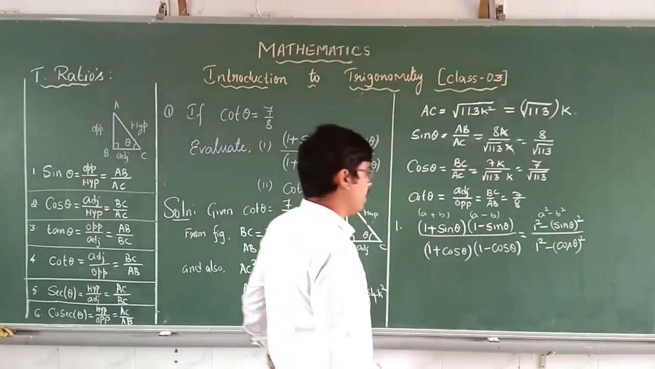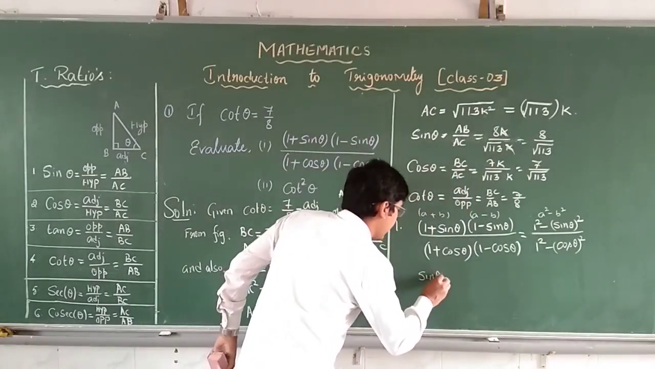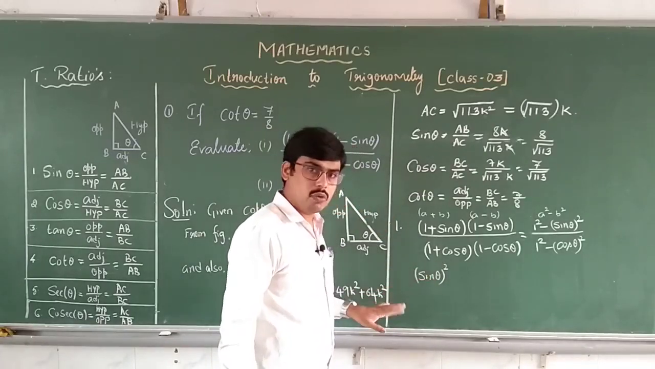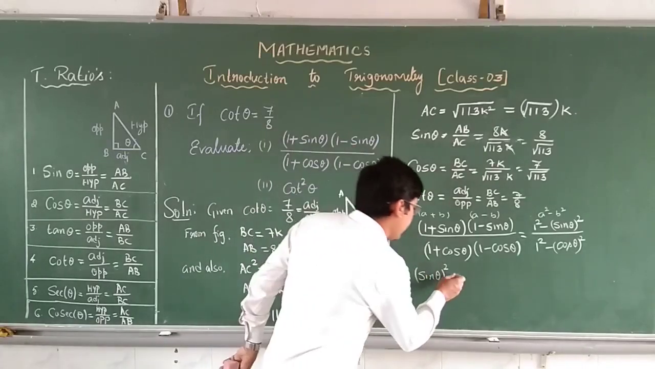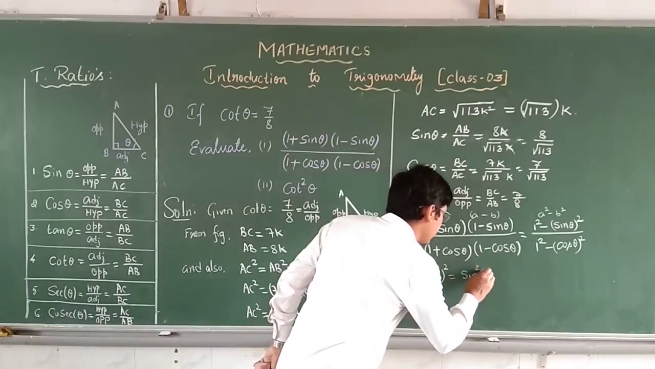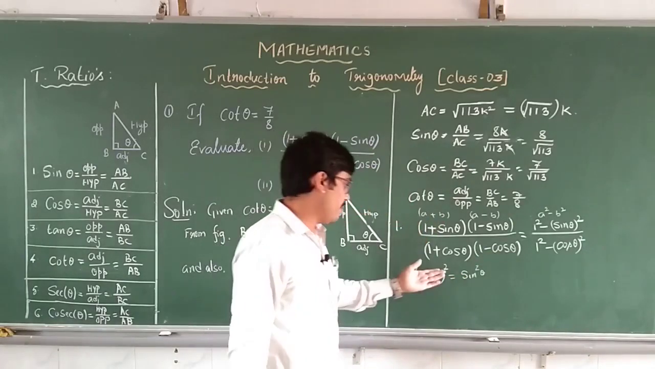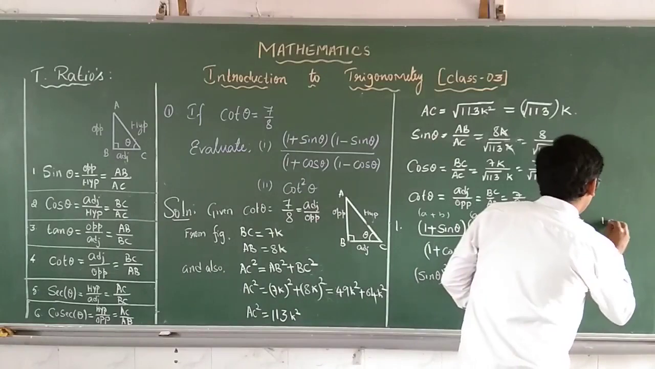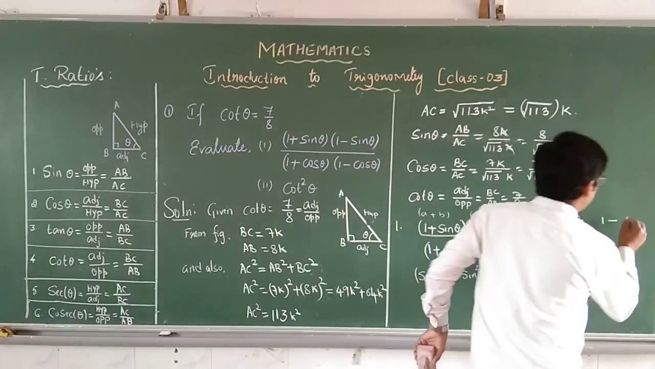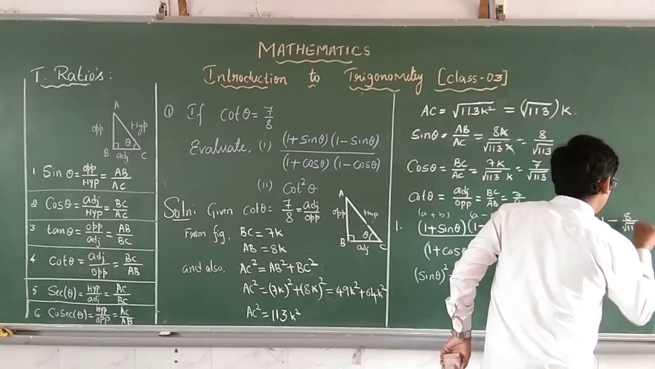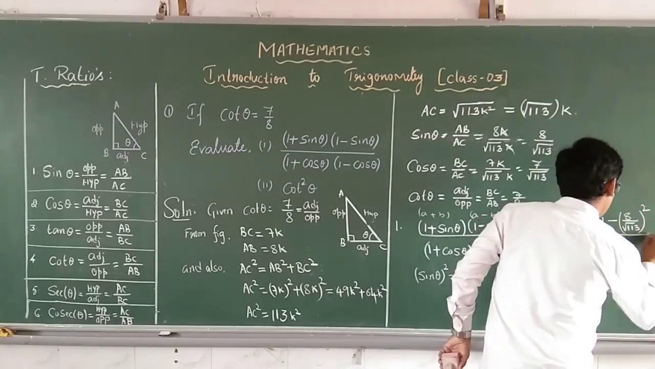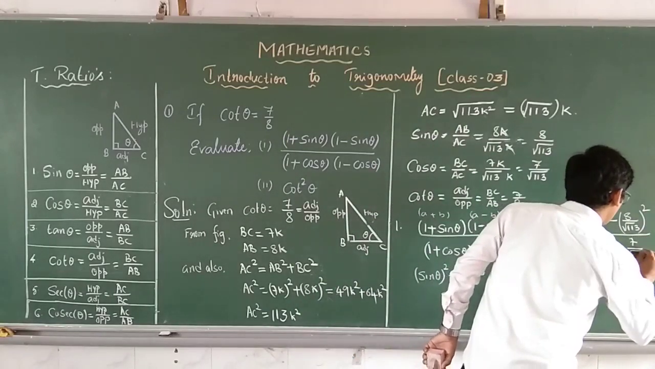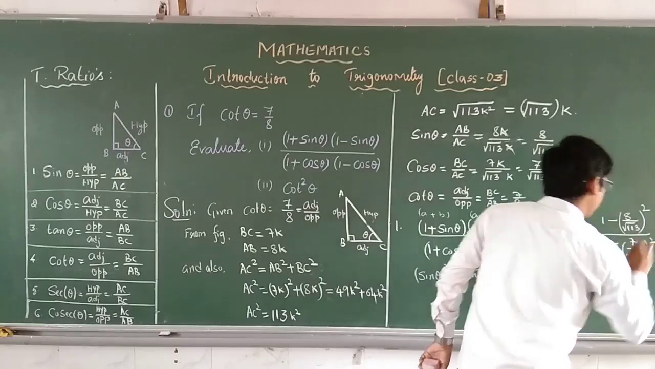So the property of t ratio says that we can write sin theta whole square, or any trigonometric ratio with the power 2 or any power, as sin square of theta. We can write it this way and simplify, or just substitute the value of sin theta here. What is the value of sin theta? 1 minus the value of sin theta is 8 divided by root 113, whole square, divided by 1 minus cos theta is 7 divided by root of 113 whole square.